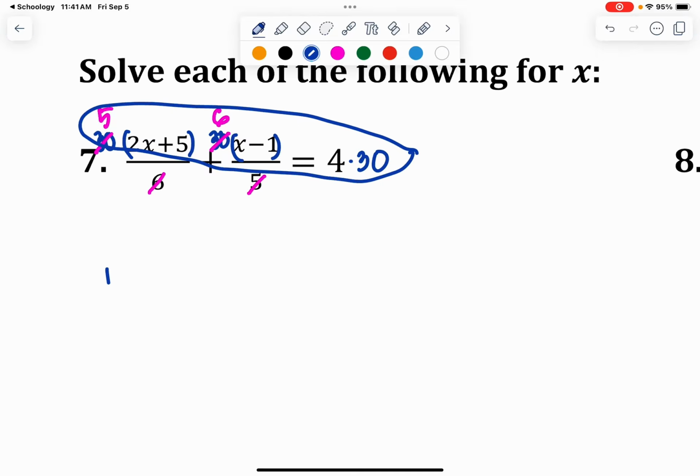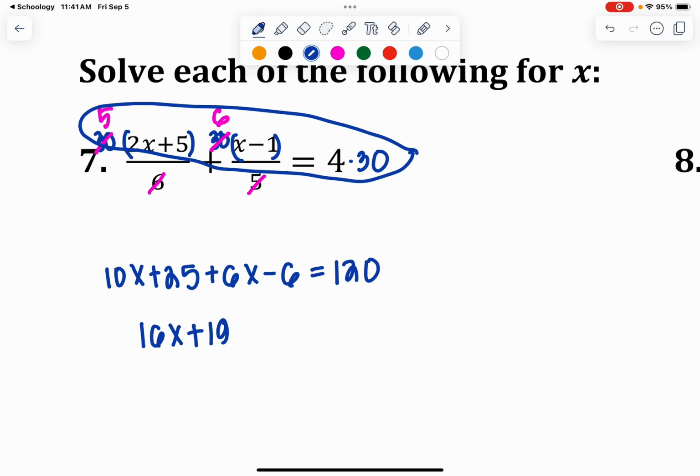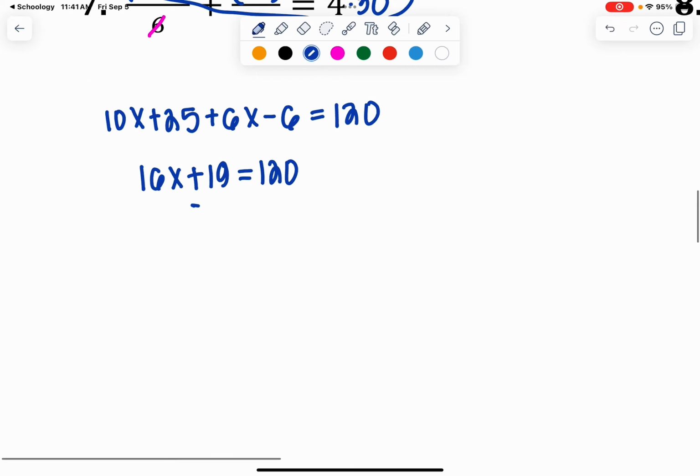So I'm going to distribute the 5. I got 10x plus 25, and then distribute your positive 6, so plus 6x minus 6 is equal to 120. Combine like terms on the left-hand side, that's 16x plus 19 is equal to 120. Subtract 19 from both sides.